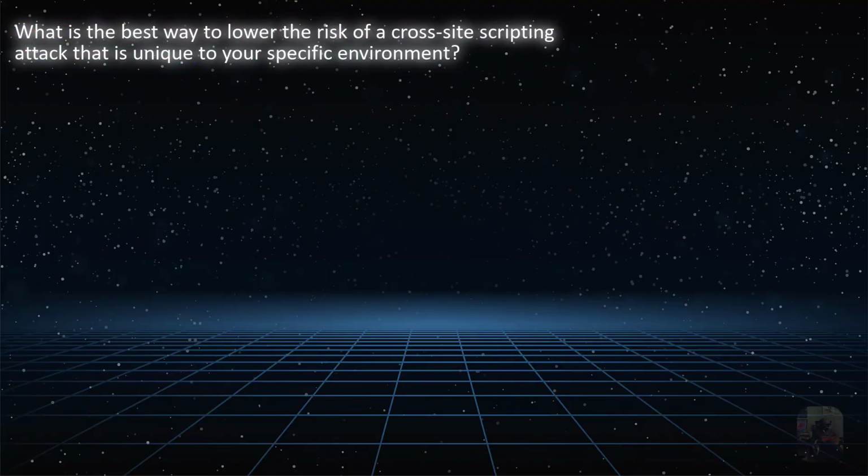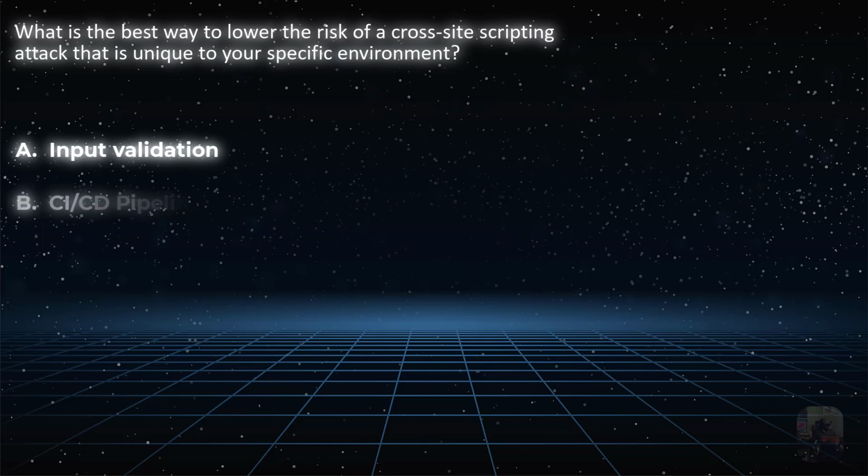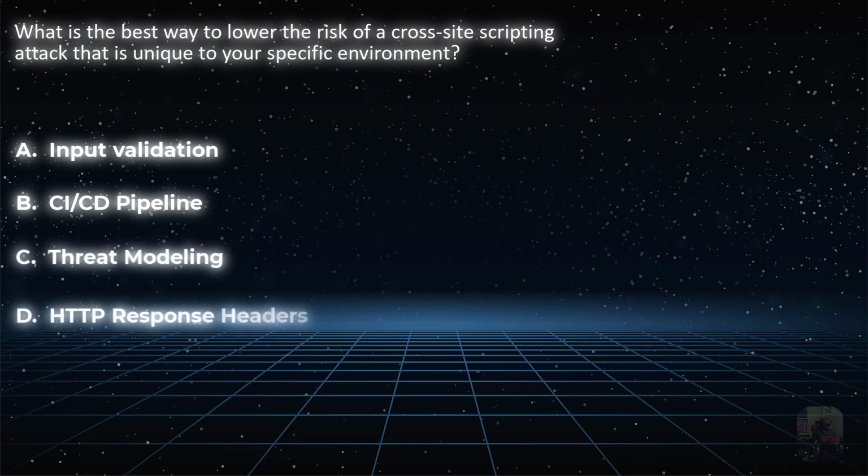What is the best way to lower the risk of a cross-site scripting attack that is unique to your specific environment? Is it choice A, input validation? Is it choice B, CI/CD pipeline? Is it choice C, threat modeling? Or is it choice D, HTTP response headers? The correct choice is choice C, threat modeling.